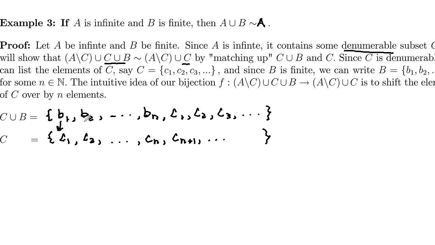Match B1 up with C1, B2 with C2, all the way up to Bn goes to Cn, and then C1 to C3, what's left over there, shift it n numbers. So C1 goes to C sub n plus 1, C2 goes to C sub n plus 2, C3 goes to C sub n plus 3, etc. Okay, and that's going to be one-to-one and onto by construction. So that part's one-to-one and onto. And then these pieces, A minus C, they get matched up with the identity function, which is one-to-one and onto. And that shows that they're equinumerous.